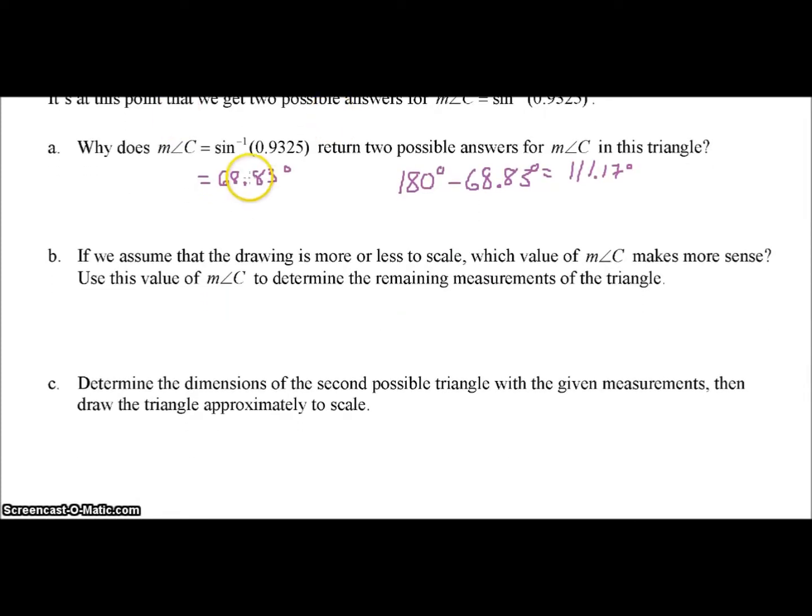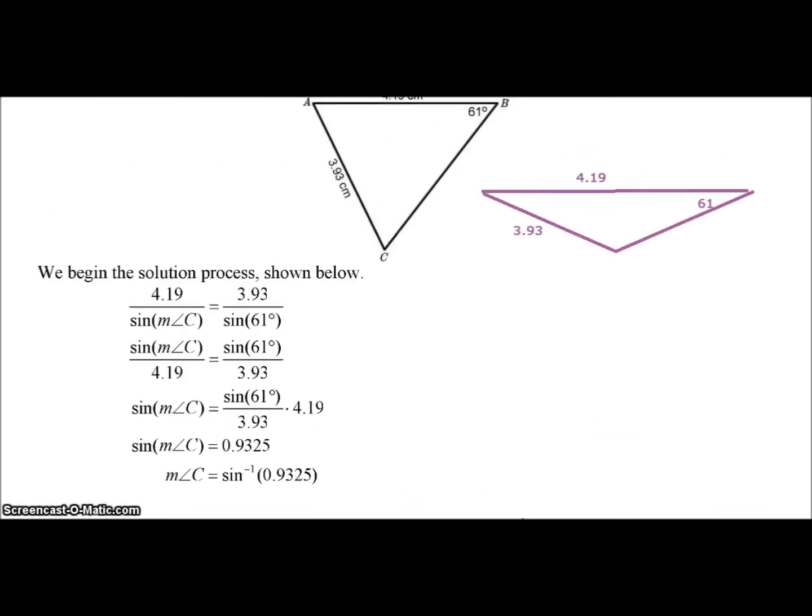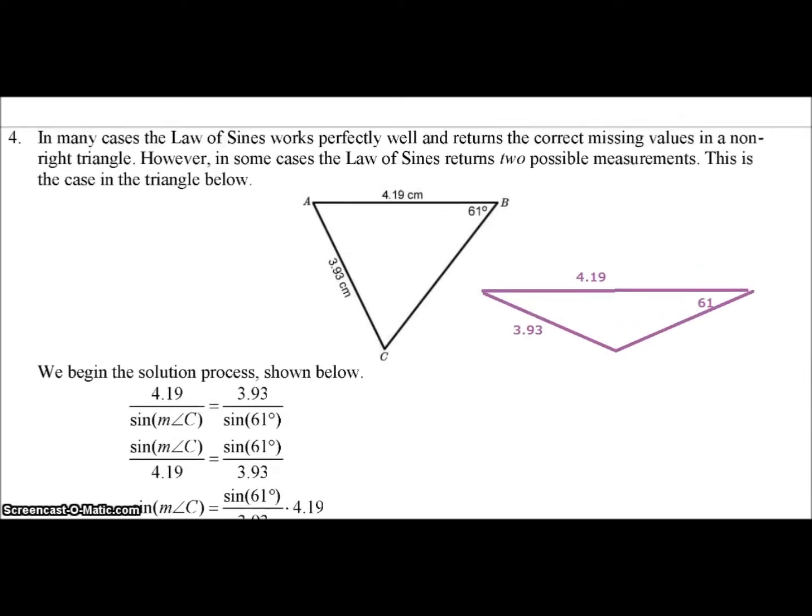Oh, if we assume the drawing is more or less to scale, then of course this one, 68.83 degrees, makes sense. Use this value of measure C to determine the remaining measurements of the triangle. Okay.